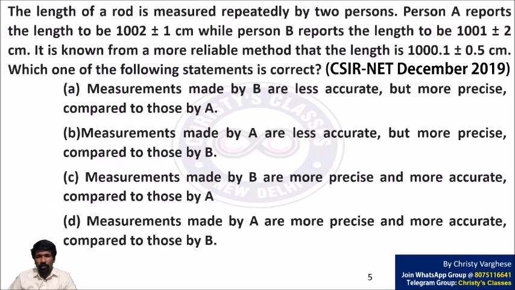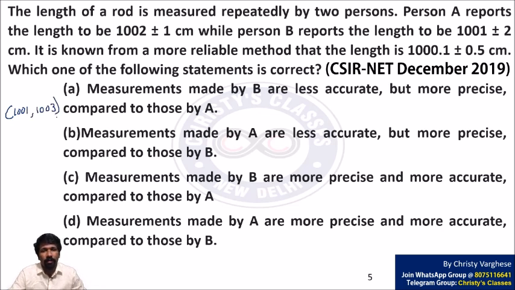So let's try another question from December 2019. Make an attempt. So I'll start explaining. The length of a rod is measured repeatedly by two persons. Person A reports the length to be 1002 plus or minus 1. Plus or minus 1 means 1002 plus 1 it can go, and 1002 minus 1 can be the minimum. That means person A is reporting that the answer can be between 1001 to 1003.